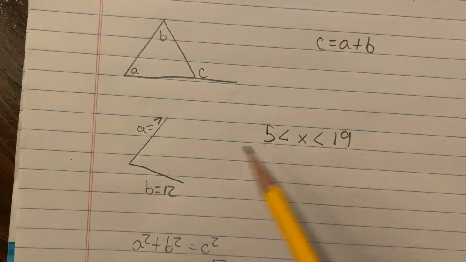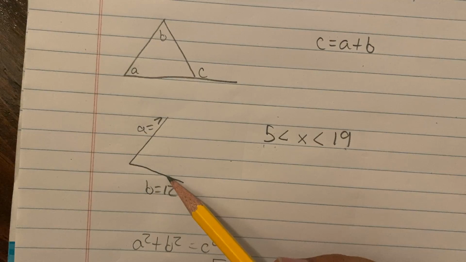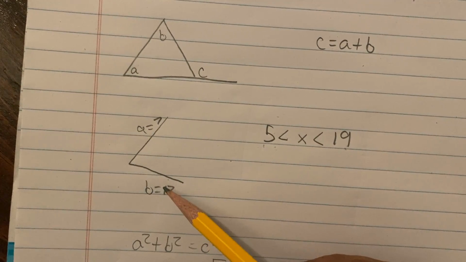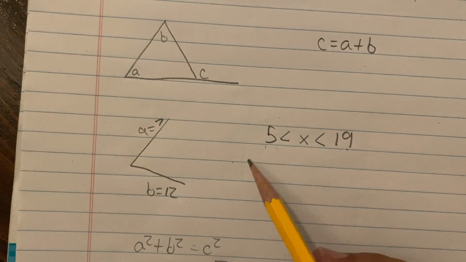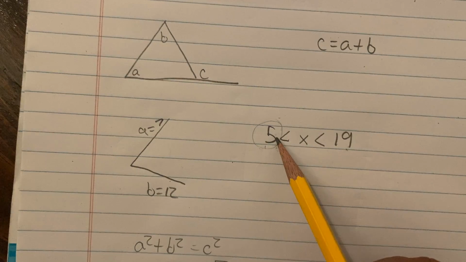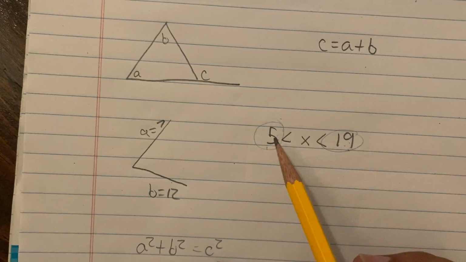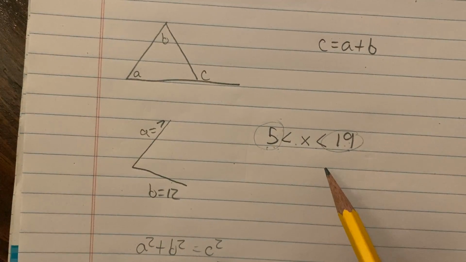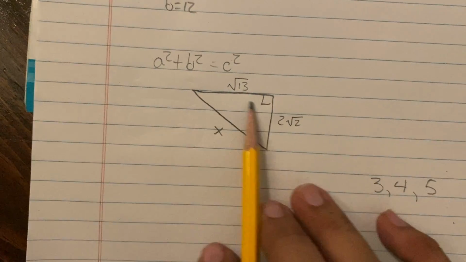5 is too small, because that would mean that the 7 completely closes and lands on the 12 and stays there. Again, two lines linking in a different way, but still linking, and that does not make a triangle. So this is the smallest it could be, and this is the largest it could be. Okay, now it can't be 19 and it can't be 5, but it can be 5.1 and it can be 18.9.